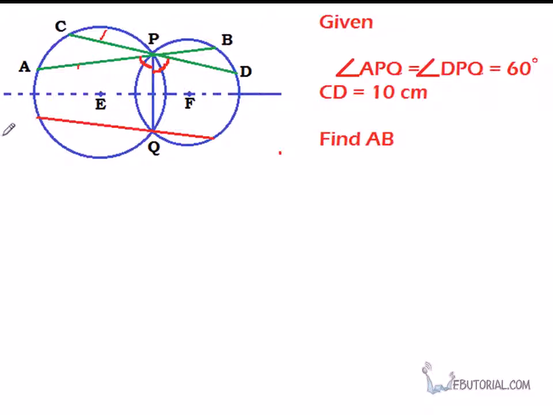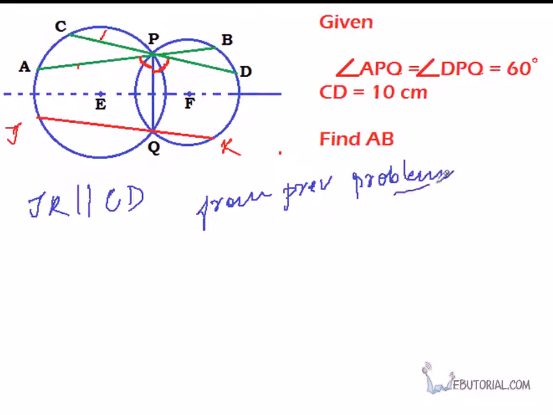Let us call this, since PQ is taken, JK. So we have drawn this line parallel to CD. JK is parallel to CD, and from the previous problem we know JK will also be equal to CD. So both these lengths are 10 centimeters. Now let us try to see what is happening over here in A, P, Q and J. This is the thing we are trying to examine.